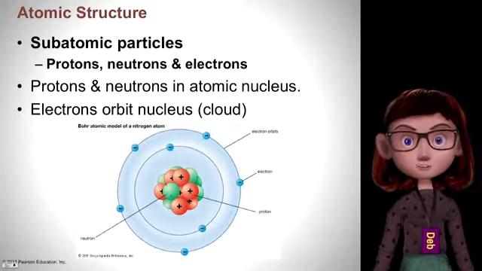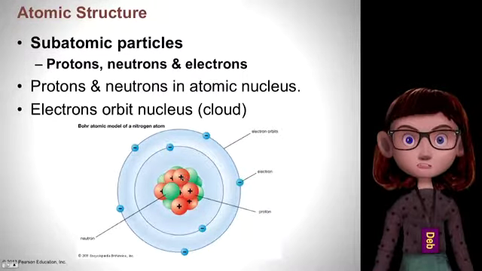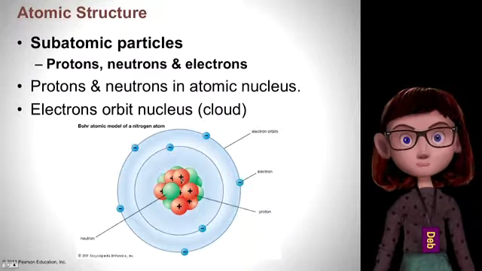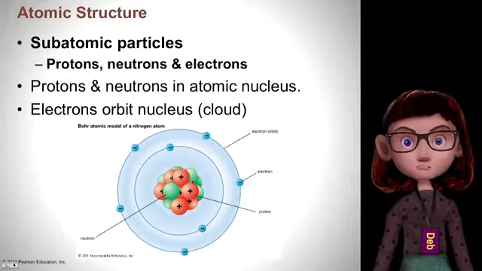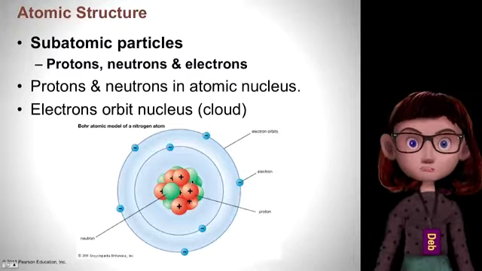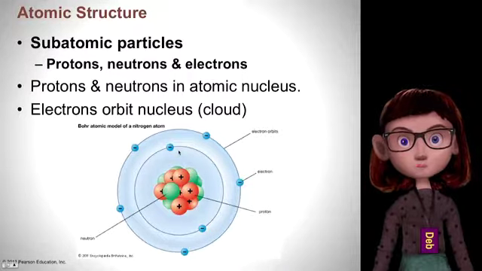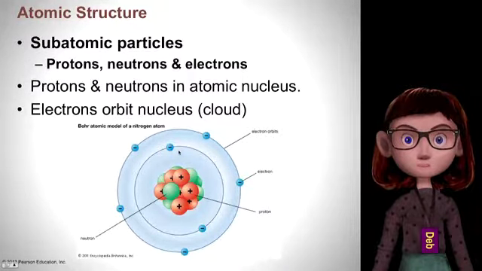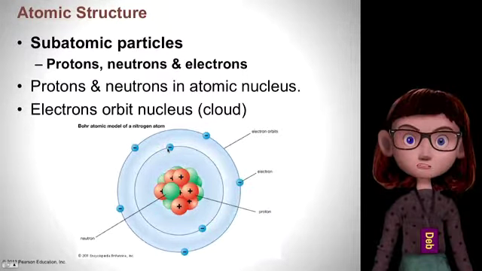Protons and neutrons, of course, reside in the atomic nucleus. A proton will have an electromagnetic charge of plus 1. Neutrons are also in the nucleus, but they do not have an electrical charge. Electrons orbit the nucleus. Electrons don't really have any weight at all. They have virtually no mass, but they do have an electromagnetic charge, and this is a negative charge.